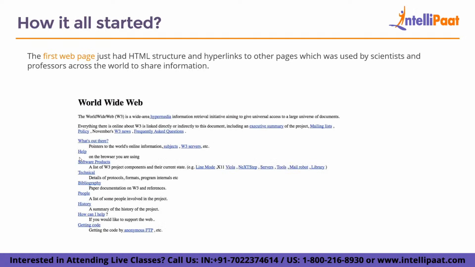How it all started. So let us go back to the beginning when the World Wide Web was introduced to the public in 1993. The image you see here is the first web page. The principles of the first World Wide Web were introduced by a person called Tim Berners-Lee, and it was introduced to the public in 1993. And this first web page had an HTML structure and hyperlinks to other pages, which was used by scientists and professors across the world to share information with each other.